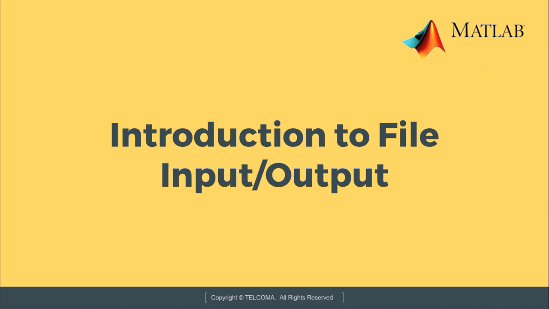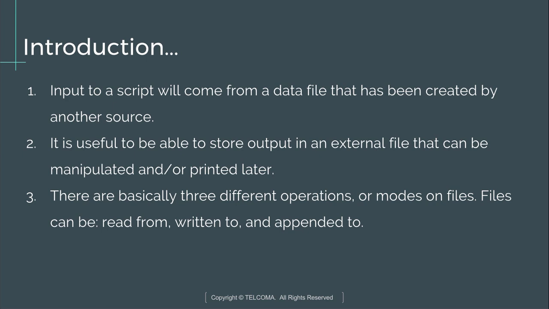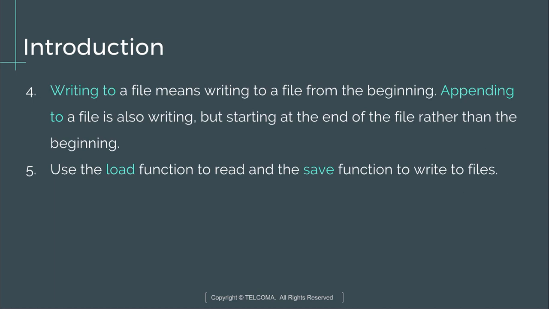Now the next topic is introduction to file input or output. Input to a script will come from a data file that has been created by another source. It is useful to be able to store output in an external file that can be manipulated and printed later. There are basically three different operations or modes on files. Files can be read from, written to, and appended to.